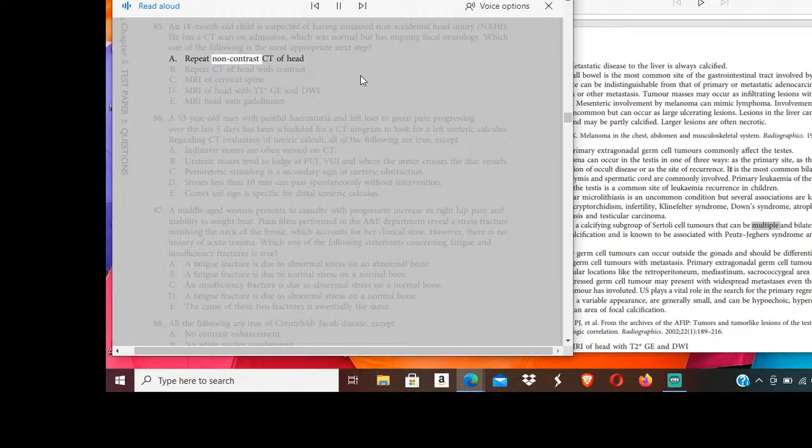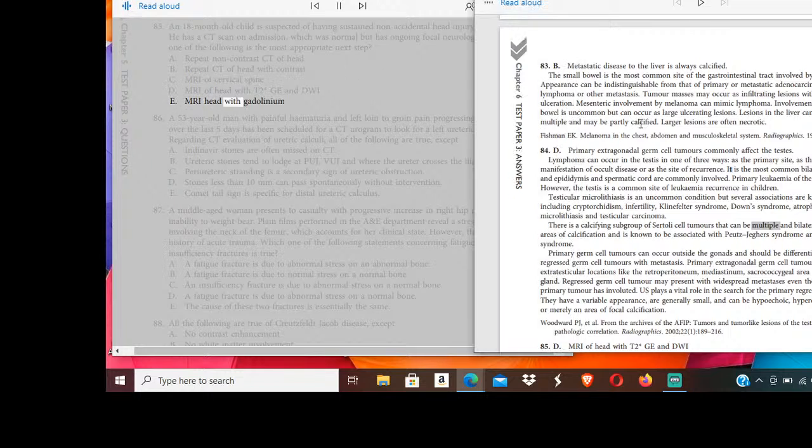A. Repeat non-contrast CT of head. B. Repeat CT of head with contrast. C. MRI of cervical spine. D. MRI of head with T2*GE and DWI. E. MRI head with gadolinium.